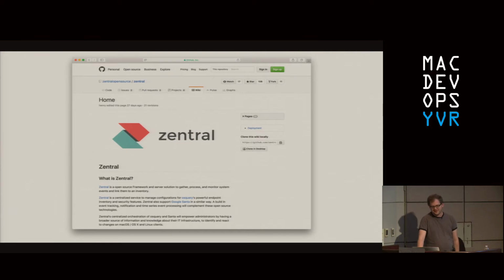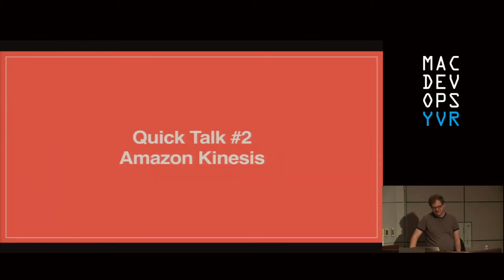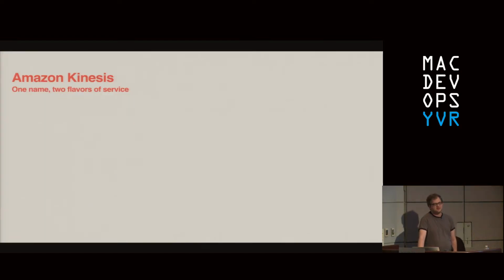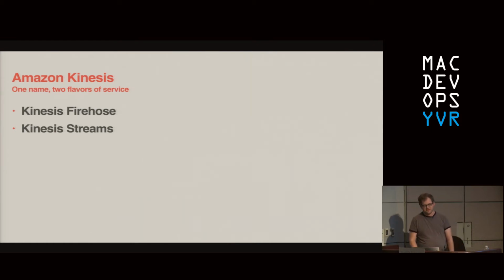So we're going to move on to quick talk number 2, which is Amazon Kinesis. Amazon Kinesis is really two things, with different flavors under the same name. First you have Kinesis Firehose, and then you have Kinesis Streams. Kinesis Streams was the original Kinesis, but it's been renamed Kinesis Streams once Firehose was introduced. And we're going to go through both of those.